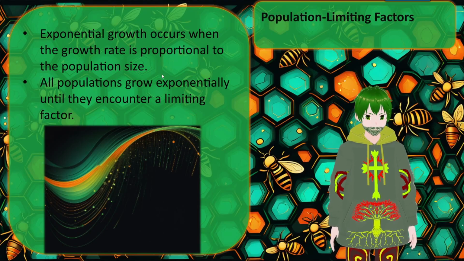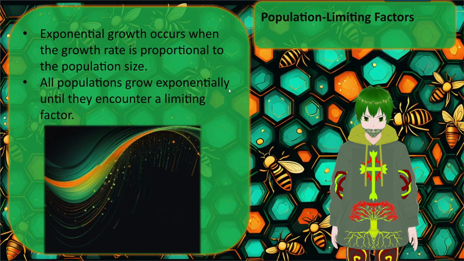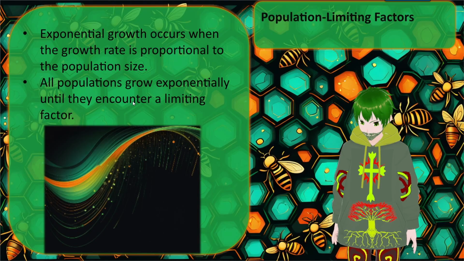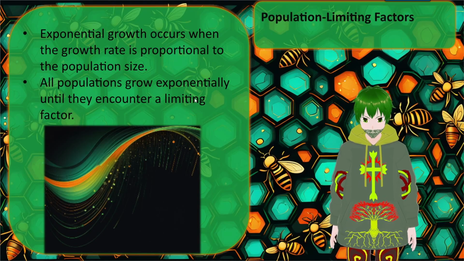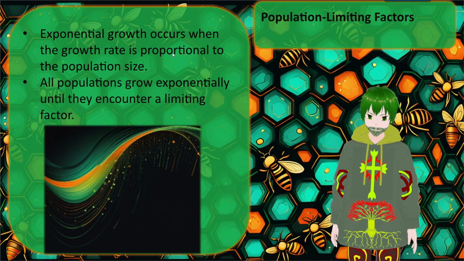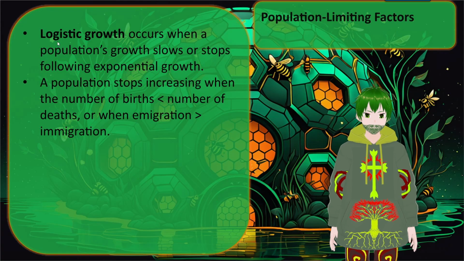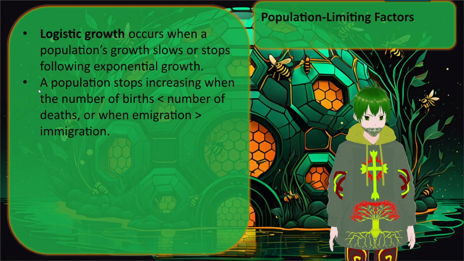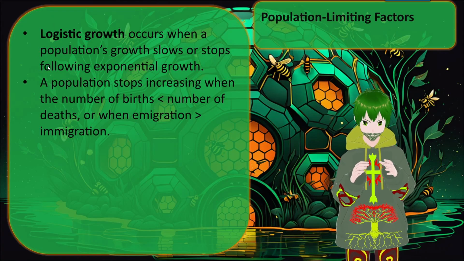Okay, and so all population growth grow exponentially to begin with, right? Initially, until they reach what's called the limit, until they reach limiting factors, or what's called carrying capacity. Now, logistic growth happens or begins to occur when you approach the carrying capacity of an environment.